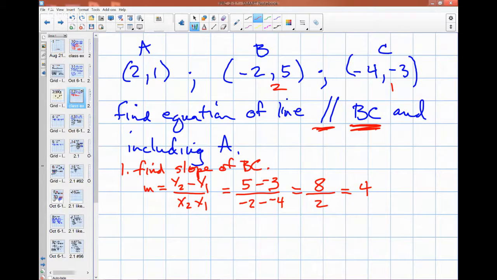All right, now, good news. Our line is parallel to that, so our slope also has to be 4. So, as we're heading for y equals mx plus b, we know that m is a 4.